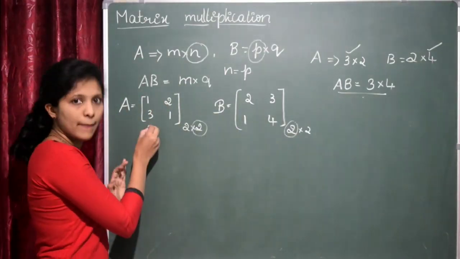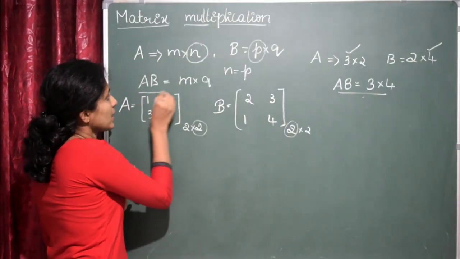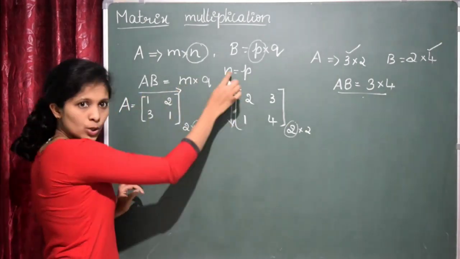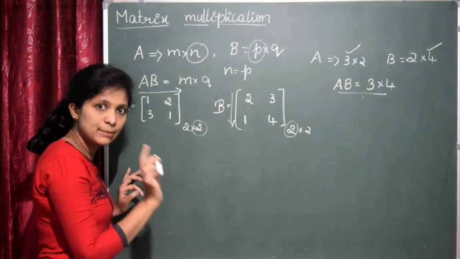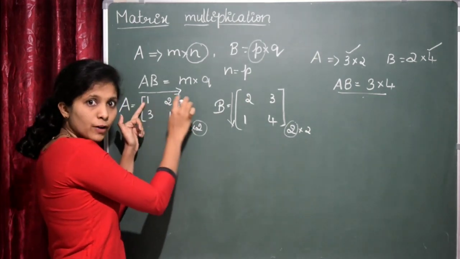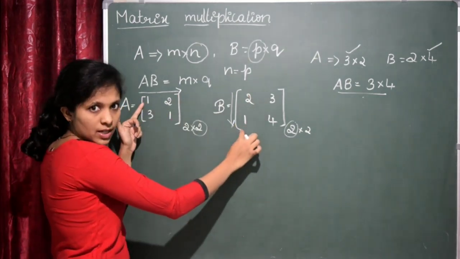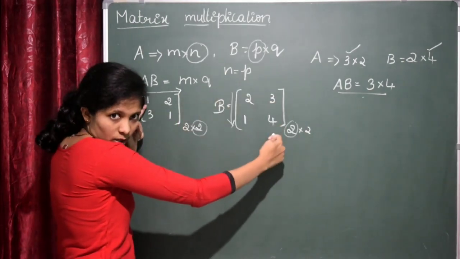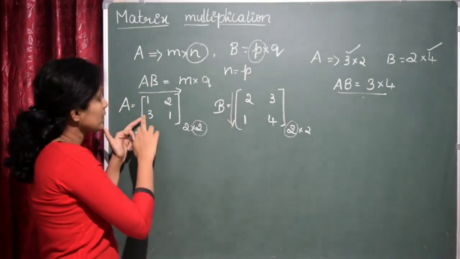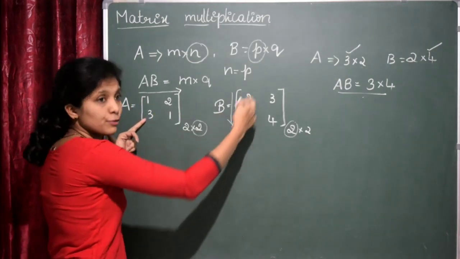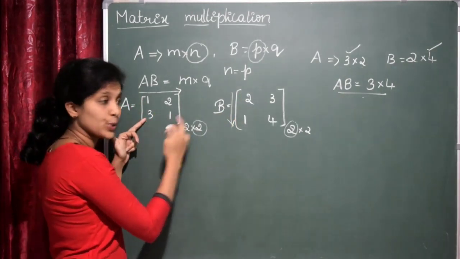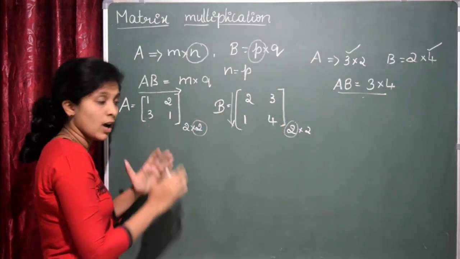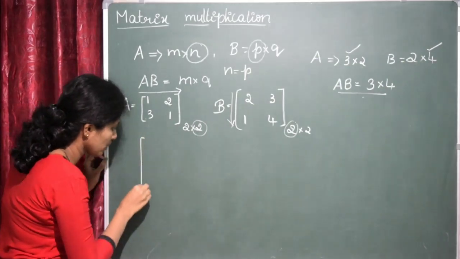Remember this. Matrix multiplication is nothing but row to the column. The first element will be: you have to multiply the first row with the first column. The second element will be the first row with the second column. Is it clear? The third element will be the second row with the first column. Then the second row with the second column. I hope you understood this. Now I'll explain how to multiply this.